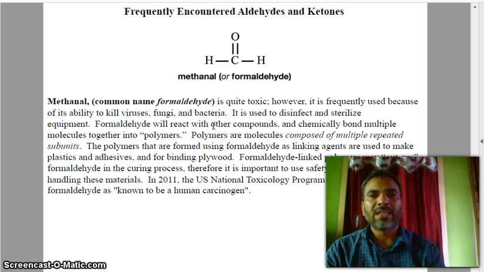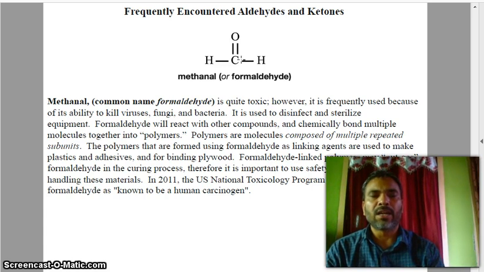Now, we frequently encounter aldehydes and ketones. We call it formaldehyde, or methanal. It is quite toxic, however it is frequently used because of its ability to kill viruses, fungi and bacteria. It is used to disinfect and sterilize equipment. Formaldehyde will react with other compounds and chemically bond multiple molecules together into polymers. Polymers are molecules composed of multiple repeated subunits.